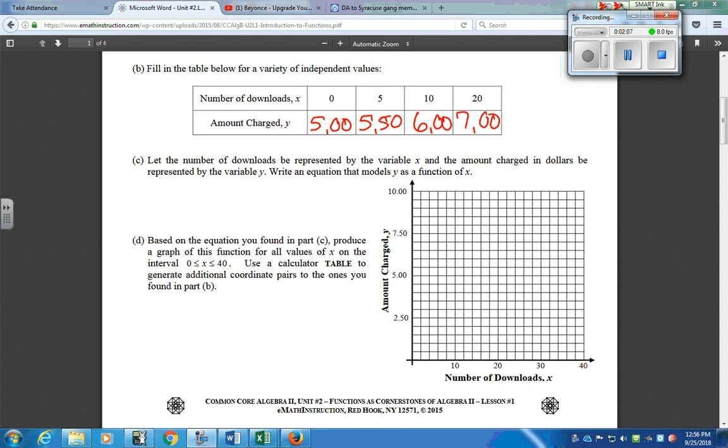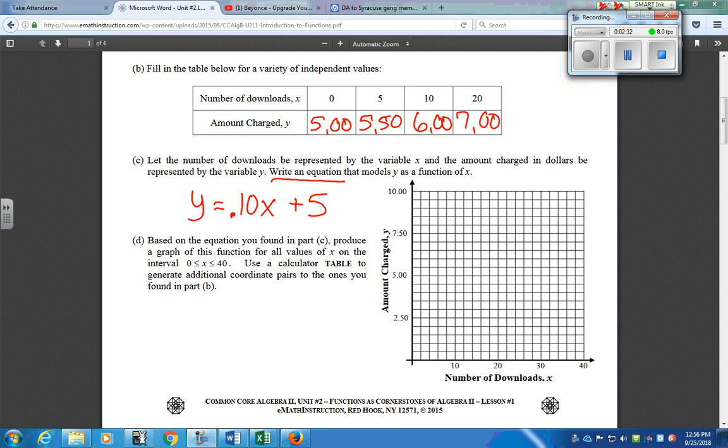Now for C, they want us to write a function for this. They want us to write an equation. So we're going to model that as y as a function of x. In this case, we know it's a $5 fee, which we start with. If you start with that, that's your Y-intercept. And then it's 10 cents a song, and since our independent variable is the amount of songs, it's going to be 0.10x.